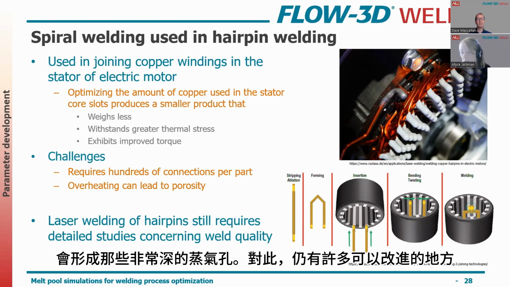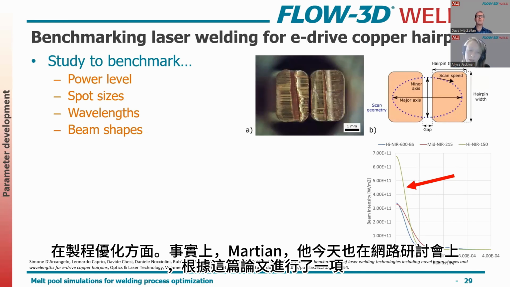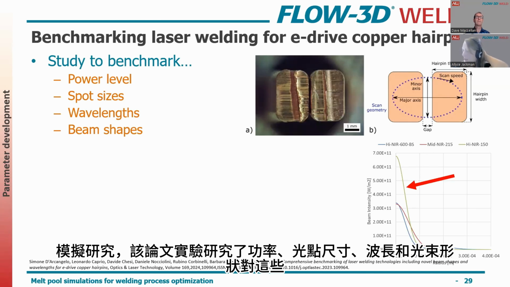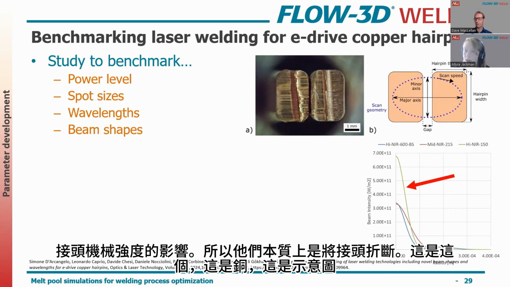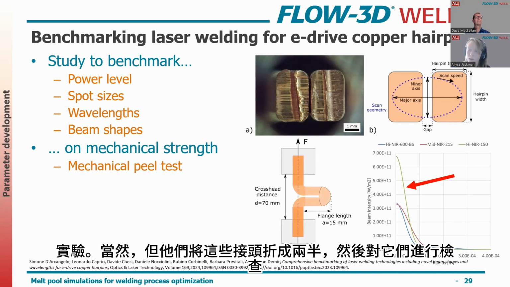So looking into this, there's still a lot that can be done in terms of process optimization. And actually, Marcin, who's on the webinar today, did a simulation study based on this paper where they were studying experimentally the influence of power and spot sizes and wavelengths and beam shapes on the mechanical strength of these joints. So they were essentially breaking them.